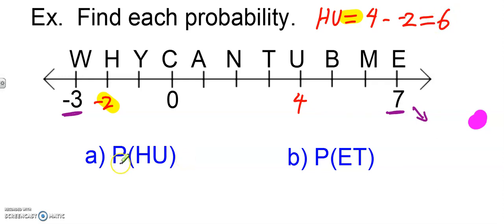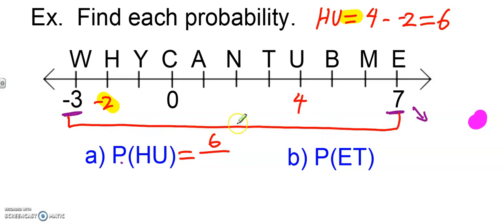So since probability is always a fraction, I know that HU equals 6, and I know the total length from -3 to 7, well, that's 10. So the probability that I would pick a point that was between H and U will be 6 over 10, which reduces to 3/5. Okay, so the probability that I would pick a point that's between H and U would be 3/5.